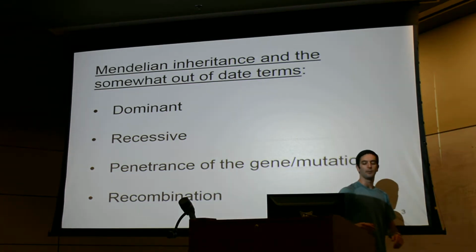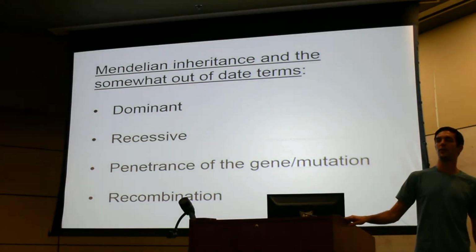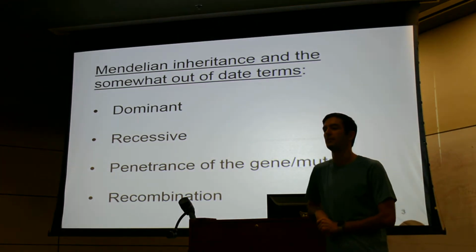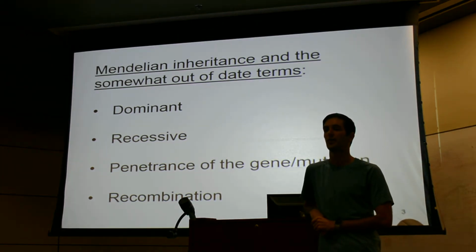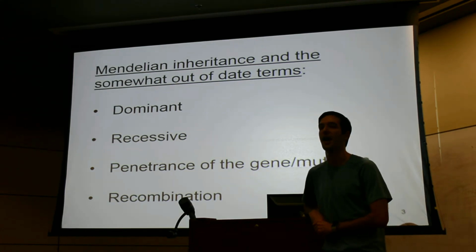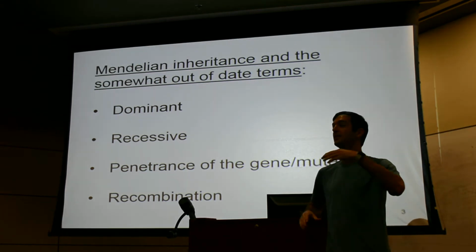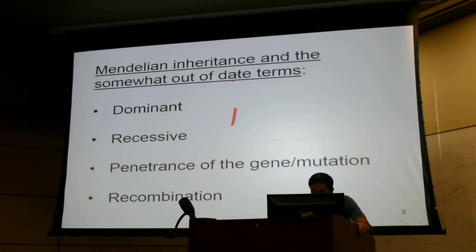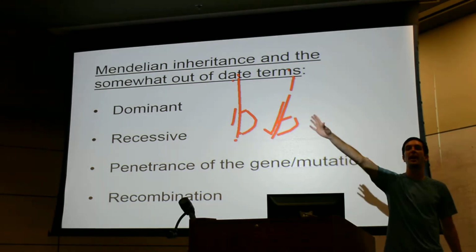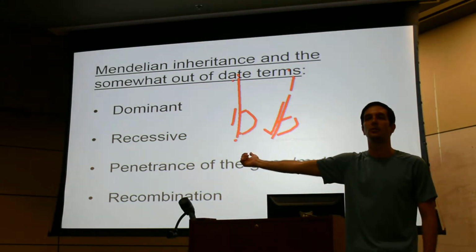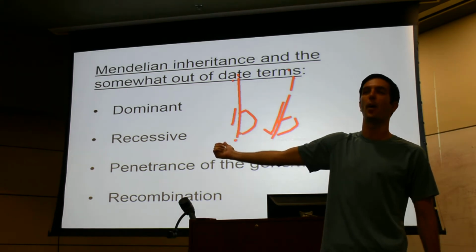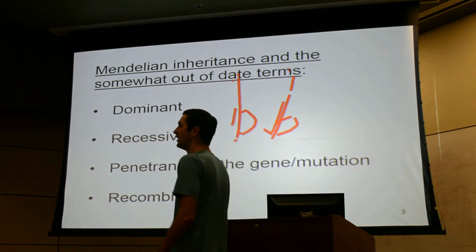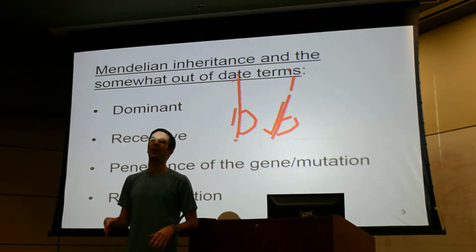Is BRCA1 dominant or recessive in its mechanism? If I get one mutated BRCA1 allele, do I have the defective version? No. How many mutations do I have to have? I have to have 2. So I have to have little b, little b to get that. So in terms of the mechanistic definition, BRCA is recessive.